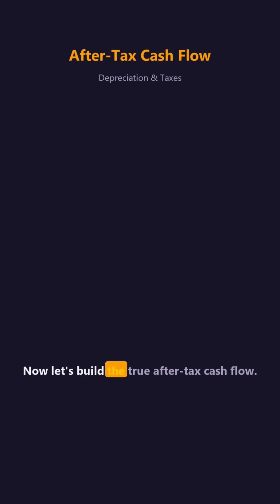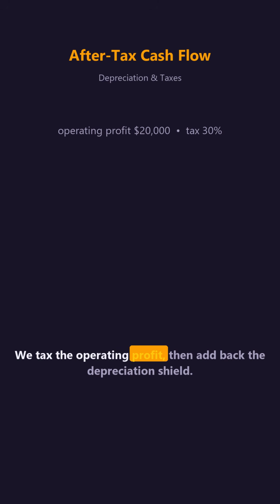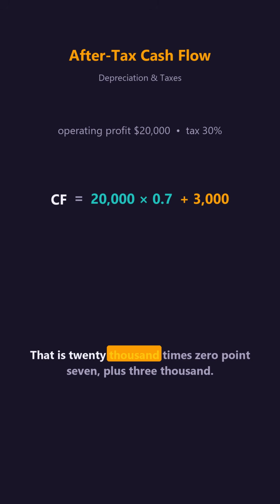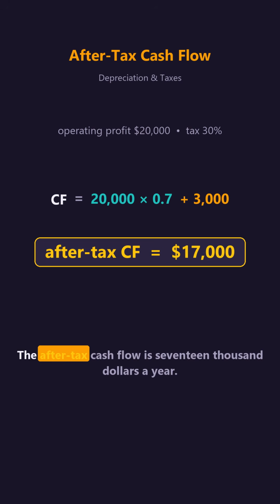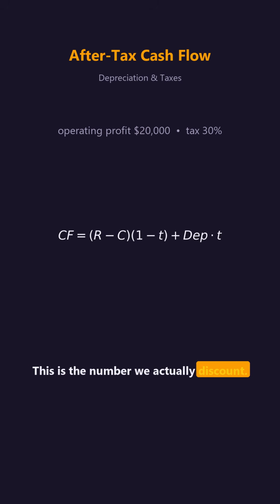Now let's build the true after-tax cash flow. The machine earns $20,000 before tax each year. We tax the operating profit, then add back the depreciation shield. That is $20,000 times 0.7, plus $3,000. The after-tax cash flow is $17,000 a year. This is the number we actually discount.